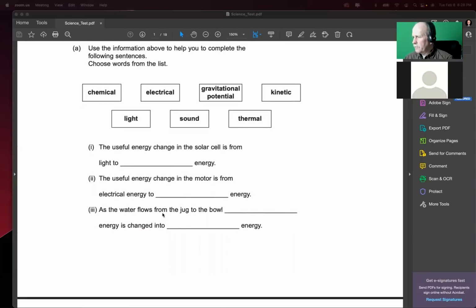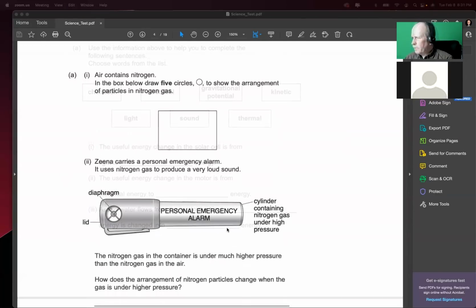The water flows from the jug to the bowl. Blank energy is changed to what energy? Here, I guess we could say gravitational energy is changed into kinetic energy. So gravitational potential is changed to kinetic energy. You could also say thermal energy. You could put some thermal energy in there, but I don't think that's what they're getting at. You could say a lot of different things, but we're going for the best part of it.